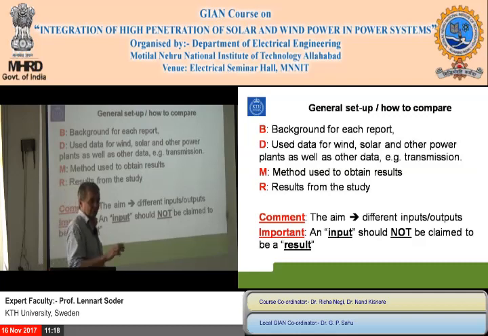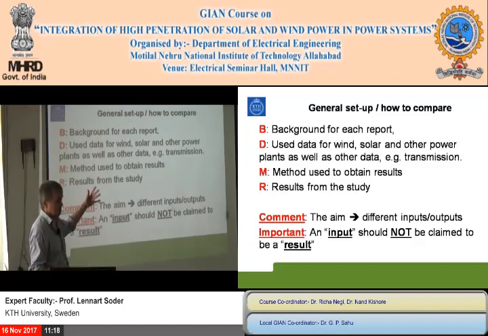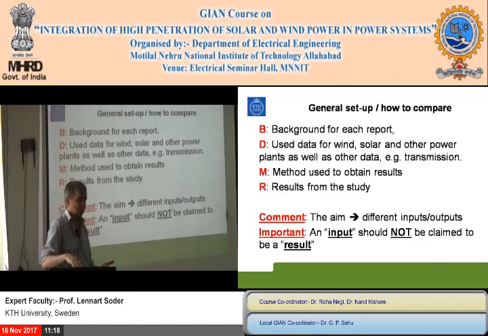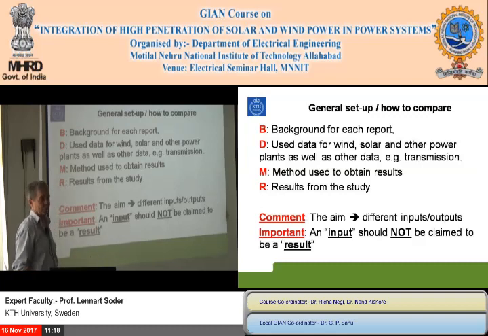You cannot claim, and it's the same thing, sometimes you see a report in Europe that says that we will increase wind power by 20% and we should decrease the CO2. And that is the input. Then of course you cannot say that we have made a big study and it's possible to decrease the CO2. Of course, that was the input to the report.